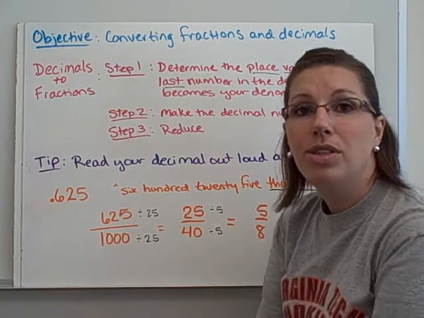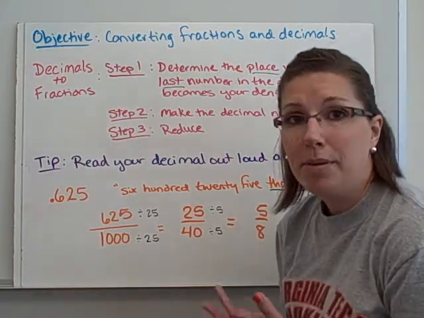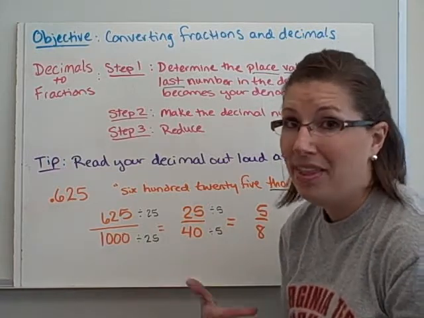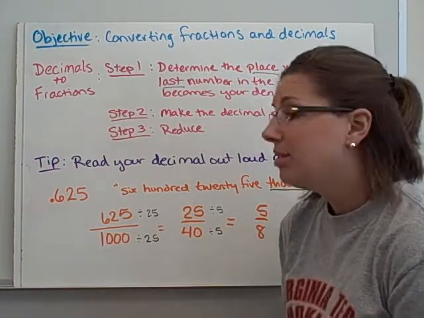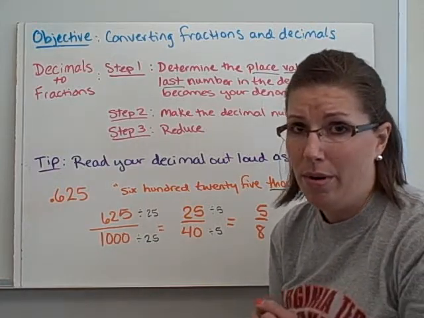Then the last step is to reduce. So I have to think to myself, what number goes into both 625 and 1,000? Those are very large numbers. So I'm going to go ahead and use the number 25. I know 25 will go into both.